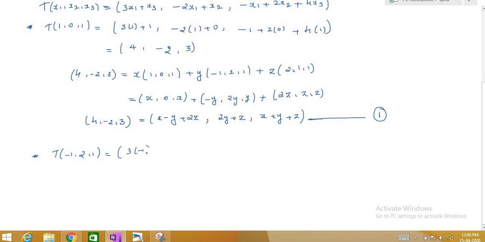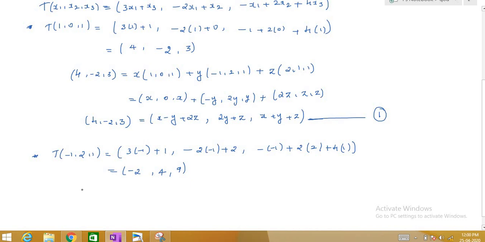So if I do that, 3 into minus 1 plus x3 comma minus 2x1 plus x2, so minus 2x1 is minus 1 plus x2, where x2 is 2, and minus x1 plus 2x2 plus 4x3. Our x3 is 1. So this is nothing but what? Minus 3 plus 1, so it will be minus 2, right? And this will be 2 plus 2, which will be 4. Here we will have 1 plus 4 plus 4, which is 9.